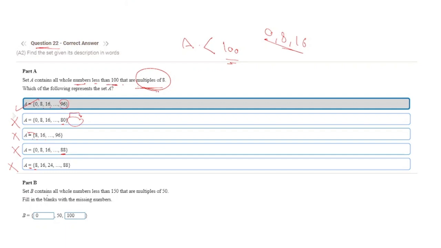Part B, set B contains all the whole numbers less than 150 that are multiples of 50. Okay, less than 150. Okay, a multiple of 50. So fill in the blank. So B will start with 0, 50, 100. Okay? He didn't say here that these numbers are greater than anything. He just kept it open. What he said is less than. So we will include 0. Okay?